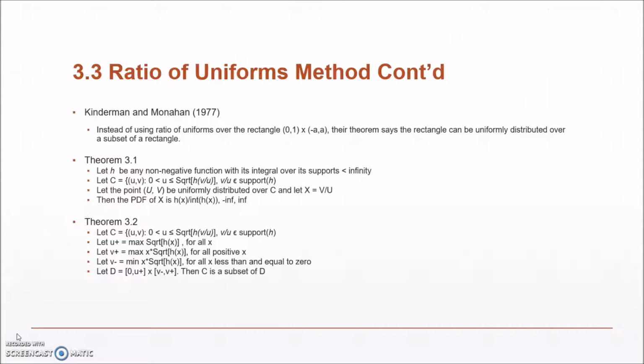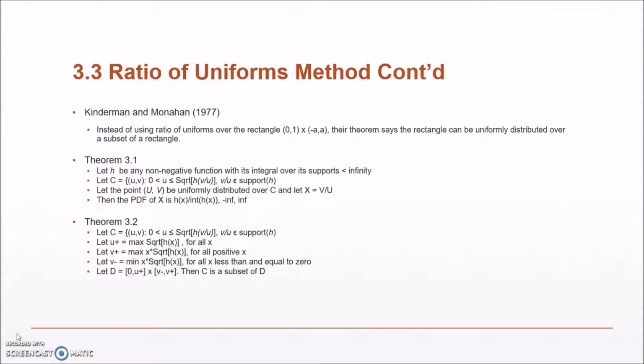So let's continue. Now, Kinderman and Monahan in 1977 theorized that instead of using a ratio of uniforms over the rectangle 0 to 1, and -a to a, which is what we had done before, we can now look at this distributed over a subset of that rectangle. Now we have two theorems that we look at here.